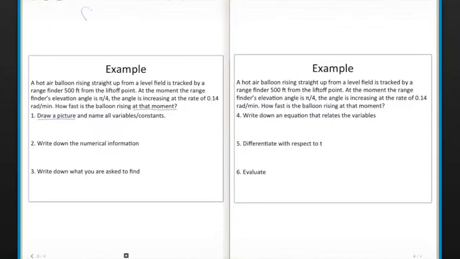When we're looking for something at that exact moment, that's an instantaneous rate of change, which is our clue to finding that we're going to need to find a derivative or a related rate to solve this problem. So my first step is to draw a picture. I am going to draw a very ugly balloon that is lifted off from the ground.